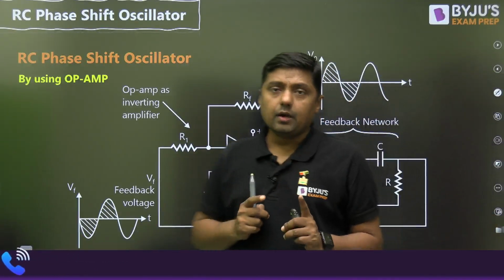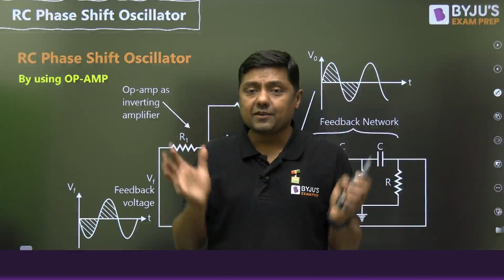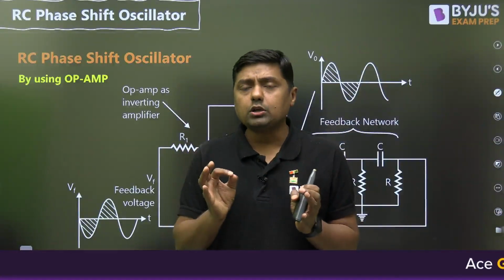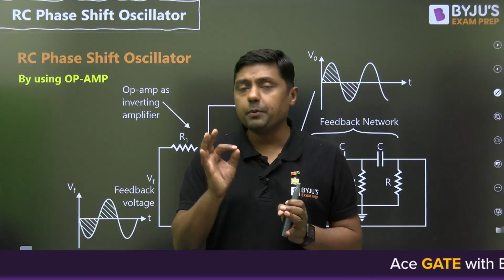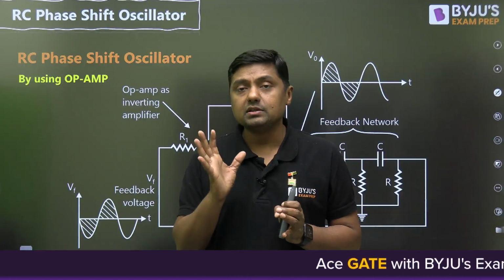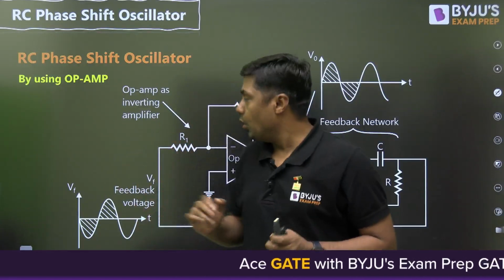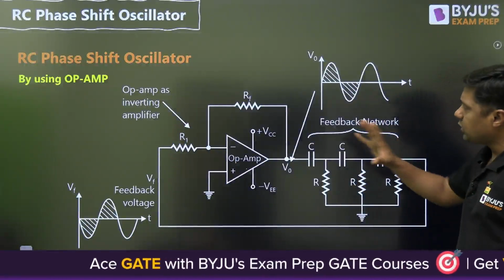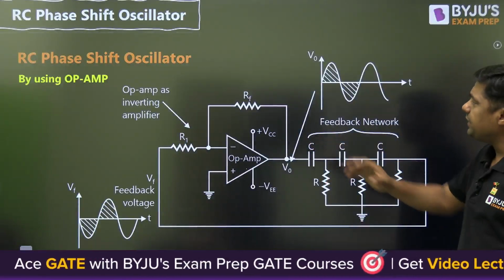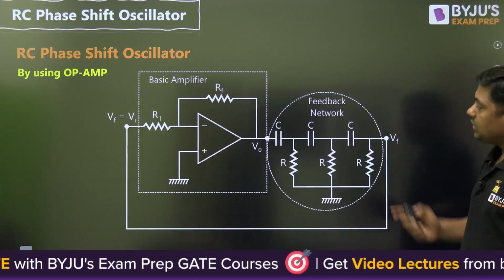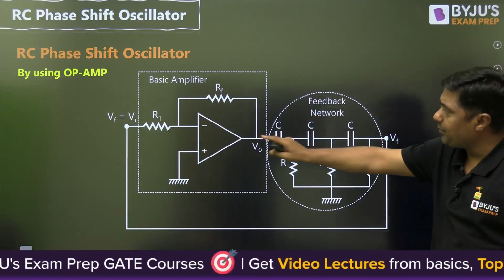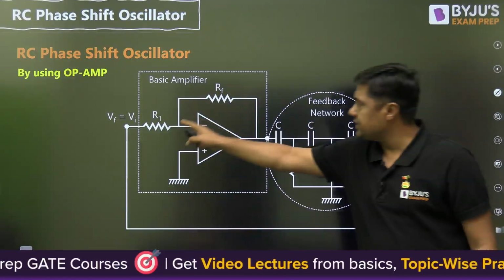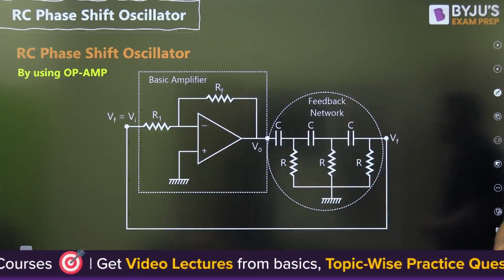First criteria, Barkhausen criteria: total phase shift should be equal to what? 360 degree or multiple of 2 pi. That is 2n pi. So the amplifier will give 180 degree phase shift, and the feedback network will give 180 degree phase shift. Total phase shift is 360 degree. So that is the diagram, feedback network, basic amplifier. And this is RF, that is R1, and these are the RC.